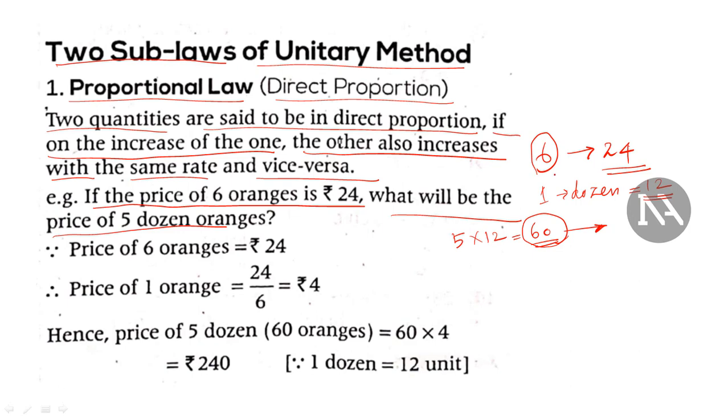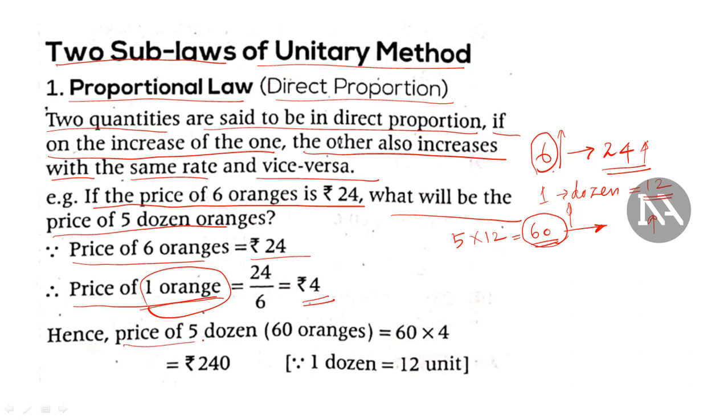So the proportional law: if any one of the things is increasing, here the quantity is increasing, 6 here, now it is 60, so the price also should increase. This is what the proportional law is, right? Here the price of 6 oranges is 24. Again, as I told you in the last topic, we have to find out the price of 1 orange first. This is what the unit method or unitary method is, right? The price of 1 unit we need to find out. So that is 24 divided by 6. That will give you 4, right?